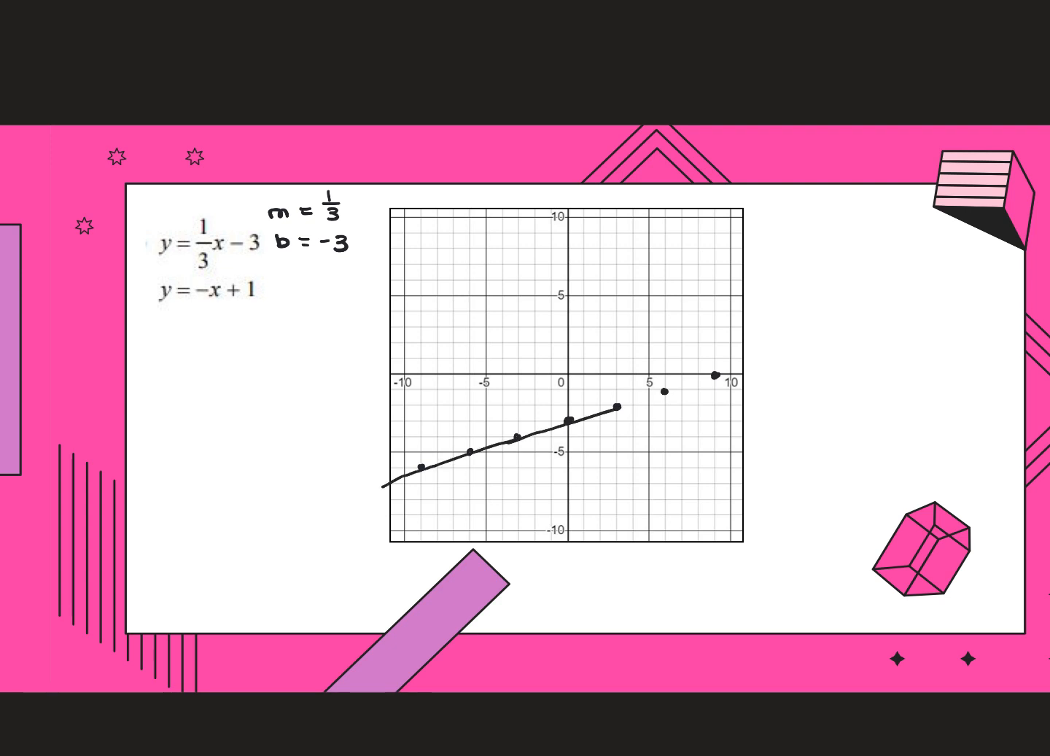All right, connect my points. I'm going to change the color to blue to draw my second line. So here my slope is -1 and my y-intercept is 1. So I'm going to start at 1 on my y-axis, and I'm going to go down 1, right 1. All right, do the opposite, so up 1, left 1 to finish off the rest of my graph.